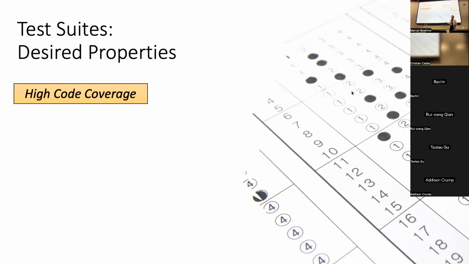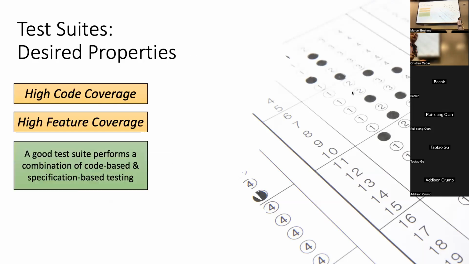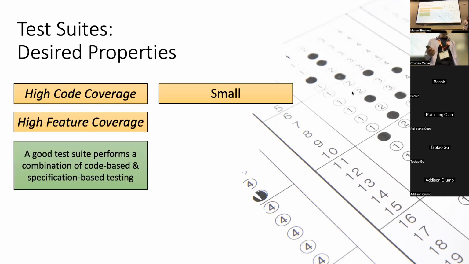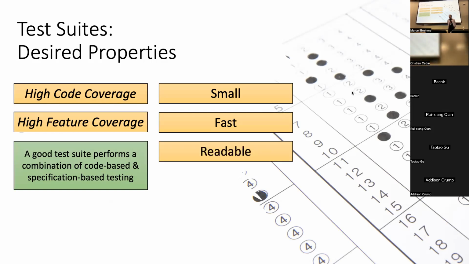So essentially, what we'd like from test suites are, of course, high code coverage, but we also like high feature coverage. And in fact, a good test suite, I think you agree with me, performs a combination of code-based and specification-based testing. And then, of course, there are other things that we want from test suites. We want them to be small enough, because again, they're meant for human consumption, and also because we want them to run fast enough, because we don't want to wait too long to run the regression test suite. We want them, again, to be readable. It's, I think, very, very important. And we want them to be well documented.